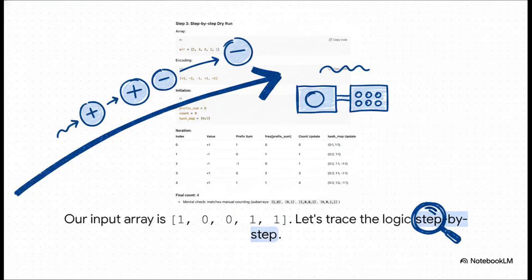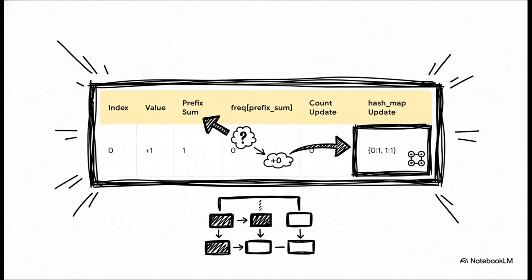Okay, enough theory. Let's make this real. We're going to use this array 1, 0, 0, 1, 1. And remember, in our heads, we're thinking of this as +1, -1, -1, +1, +1. Let's walk through it together. All right, step 1. The first element is a 1, so our prefix sum becomes 1. We check our map. Have we ever seen a sum of 1 before? Nope, it's not in there. So we add 0 to our total count. Then we update our map to say, okay, we have now seen a sum of 1 exactly one time.